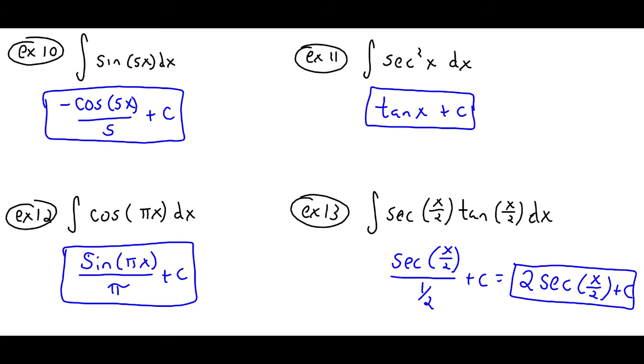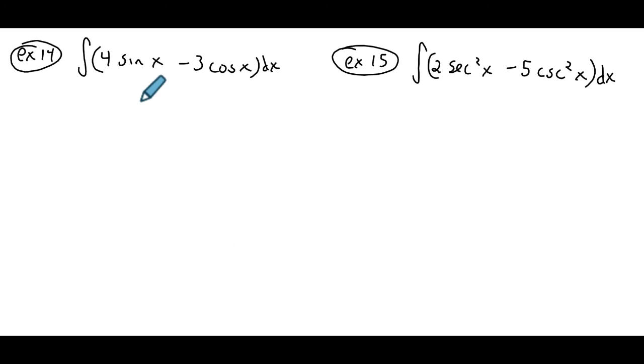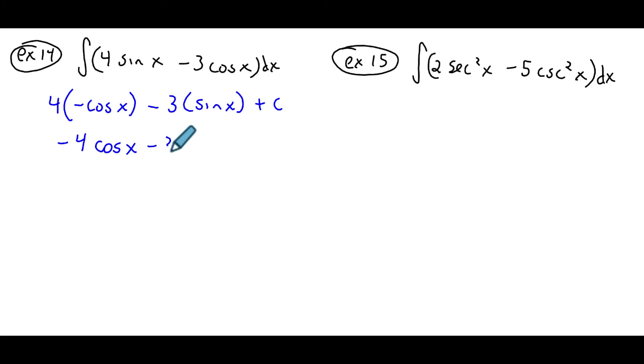Now, just like with polynomials, sometimes when we're working with trig functions, we might do multiple steps, or we might have more than one trig function at a time, and we might have a constant out in the front. So you're going to do the same thing as what we did before. I'm going to take that constant out, and I know the integral of sine of x is negative cosine of x, and the integral of cosine of x is sine of x, so this becomes negative 4 cosine of x minus 3 sine of x plus c.